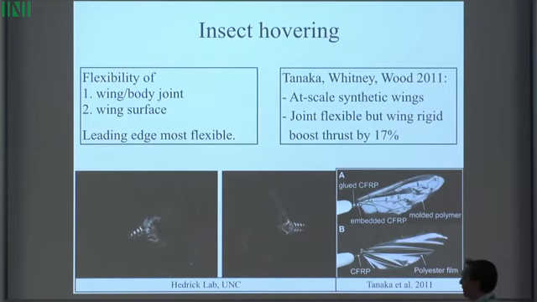And that, again, is not controlled directly by the insect. It's due to the fluid structure interaction. So it's a passive deflection.